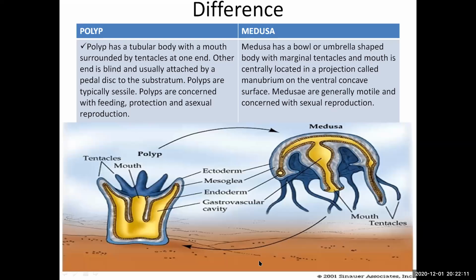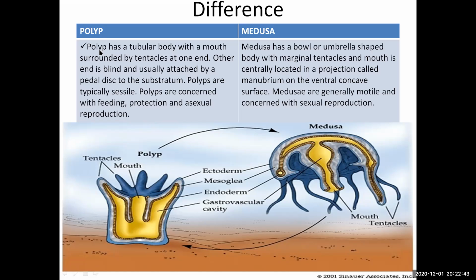If you see the differences in the diagram, see the orientation of tentacles in polyp and in medusa. If you see a polyp, the body is tube-like, for example Hydra. And if you see medusa, the body is umbrella-shaped or bowl-like.